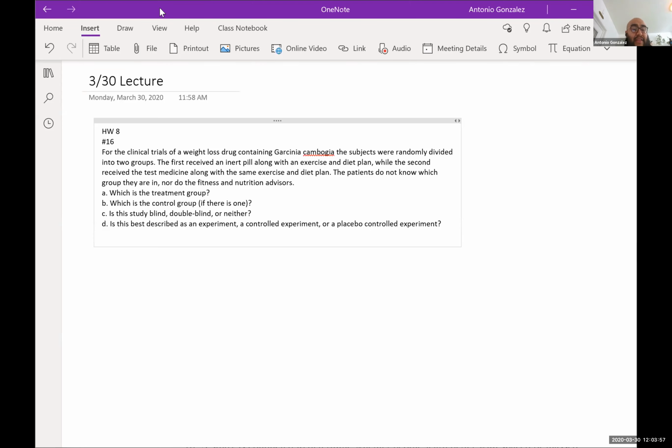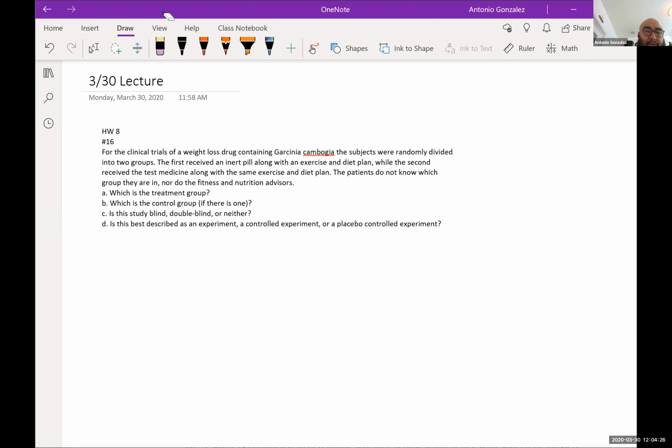Which is the treatment group? So then they ask for a few questions, A, B, C, and D. Which is the treatment group? Which is the control, if there is one? Is this study blind, double blind, or neither? Is this best described as an experiment, a controlled experiment, or a placebo-controlled experiment? Okay, so now let's kind of decipher all of these here. I think for, let's start with A.